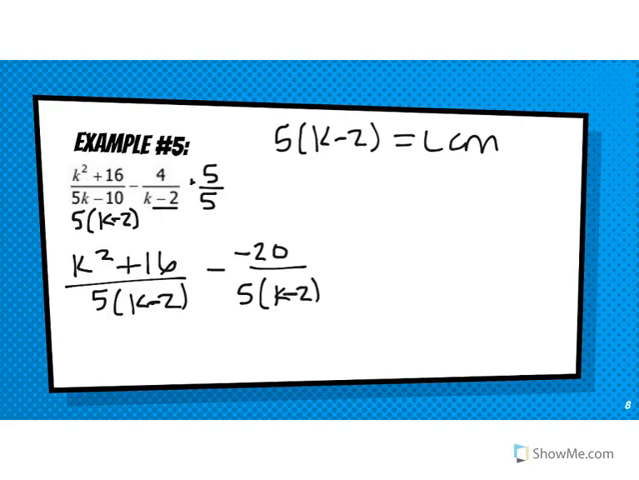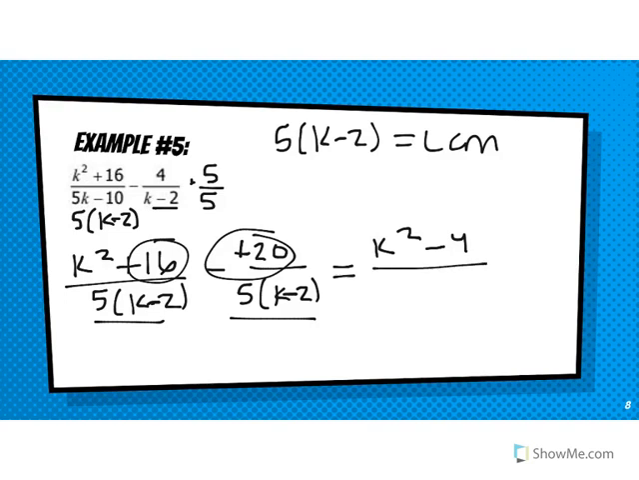Like I said, as you guys start getting a little bit better at this, you will start seeing that you are able to go through this process a little bit quicker. Sorry, this is going to be a positive because I already wrote down the negative there. So now I have a common denominator, the LCM, so I get to subtract our numerators. So this is now k squared, I have a 16 minus 20, so that means I'm going to have a minus 4 here, and then I still have the 5 times k minus 2.